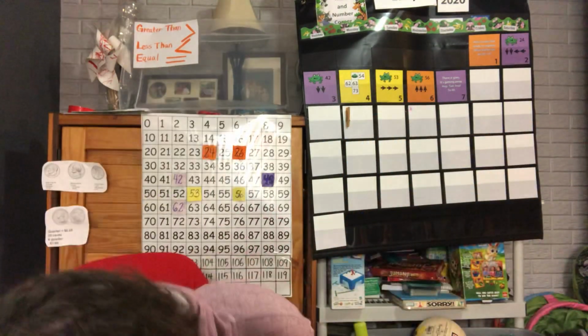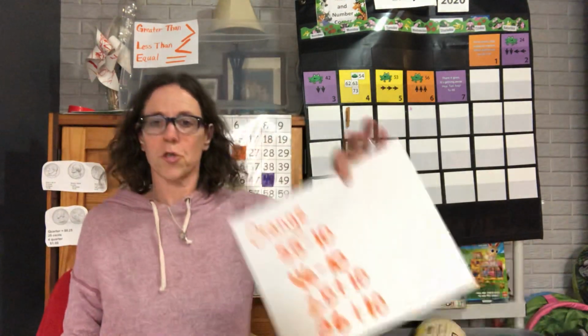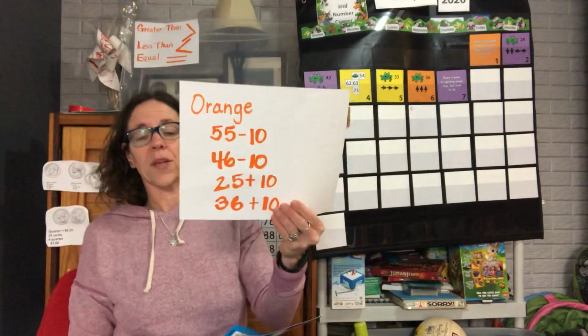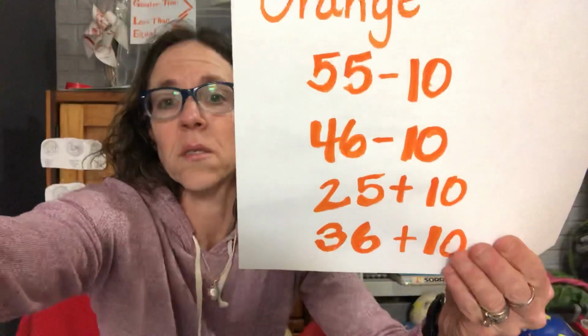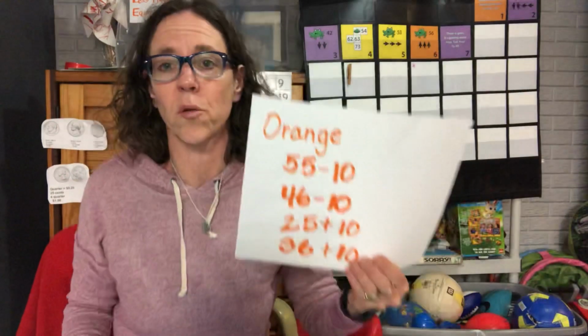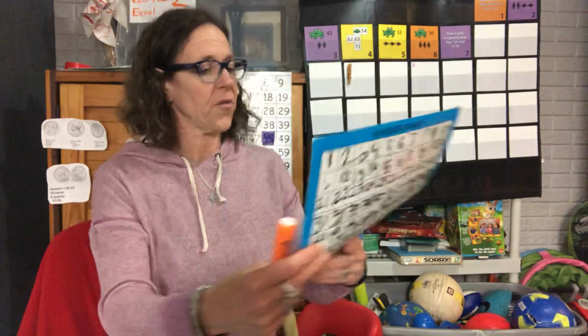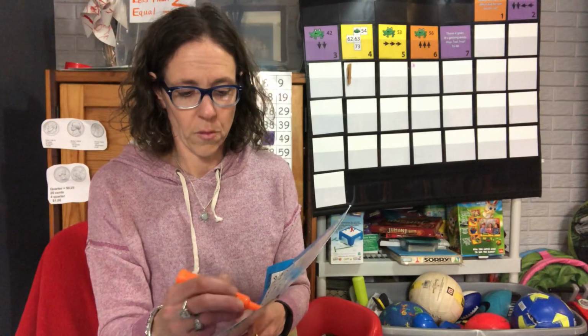All right, let's take a look here. Now we're going to do some orange. Oh, we have to be careful here because these are not all addition now for our hidden picture. Two of these are subtraction and two of these are addition. First one is 55 minus 10. So I'm going to 55 and I'm taking away 10. Minus 10 is, you got it, 45. Wonder what we're making.